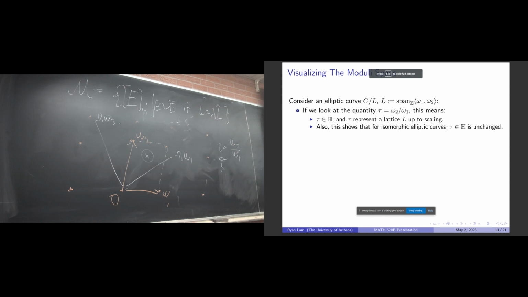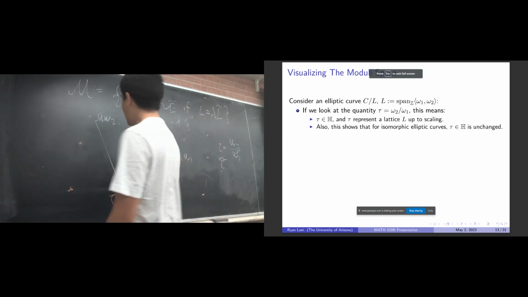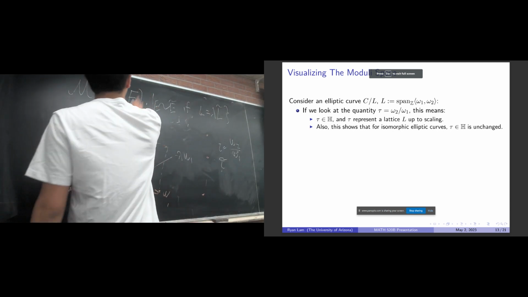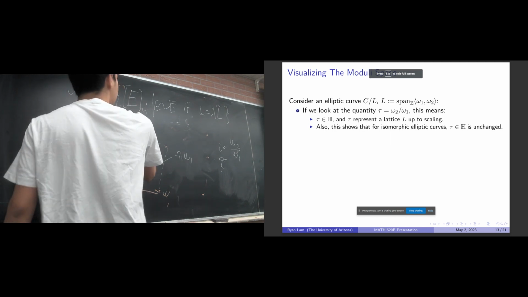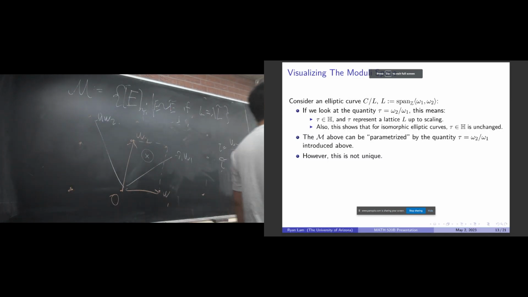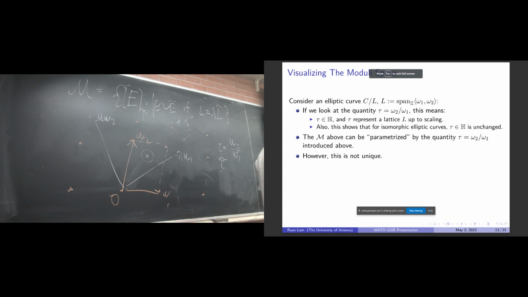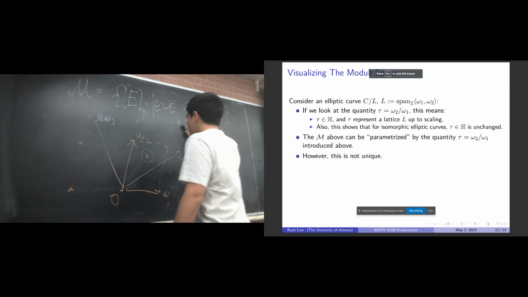So at least if I have one tau, then all the elements in here can be represented by this tau. So in some sense, this M can be thought of as parameterized by the complex number tau. This is not unique. Here's an example.